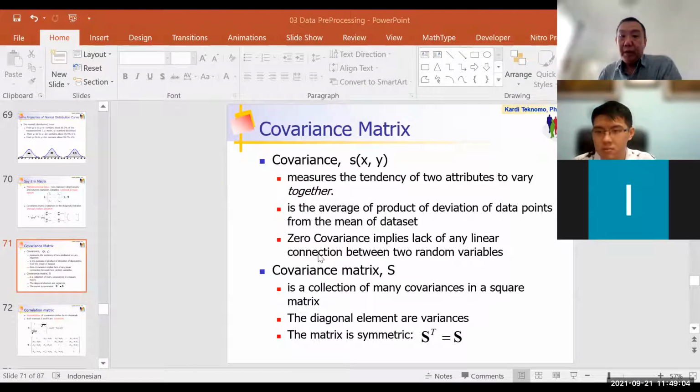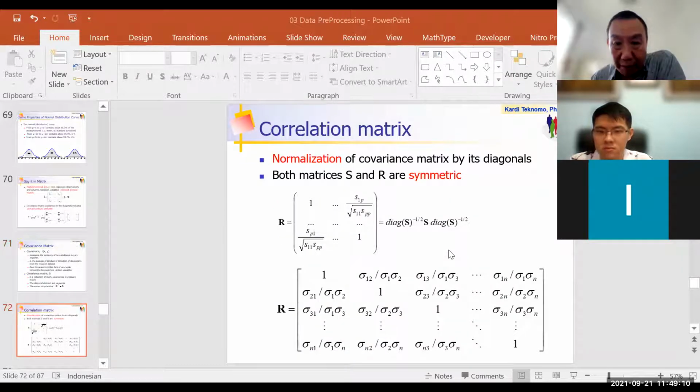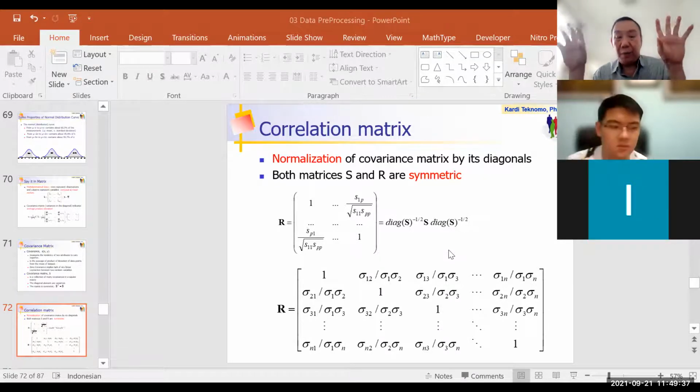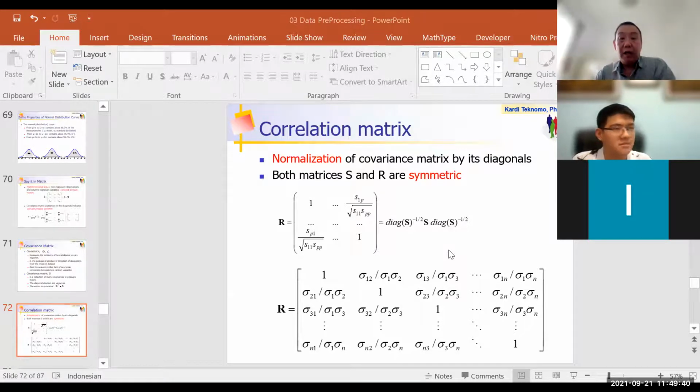From the covariance matrix, you can calculate the correlation matrix. How do you get that? You get the diagonal matrix of the covariance matrix, and then you take 1 over the square root of it, and multiply it with the covariance matrix on both sides, left and right. Then you will get the correlation matrix. So basically, the correlation matrix is the normalized covariance matrix.